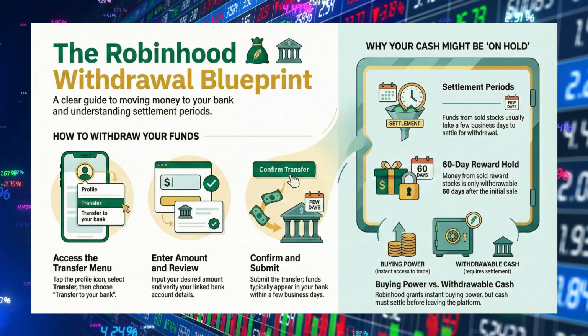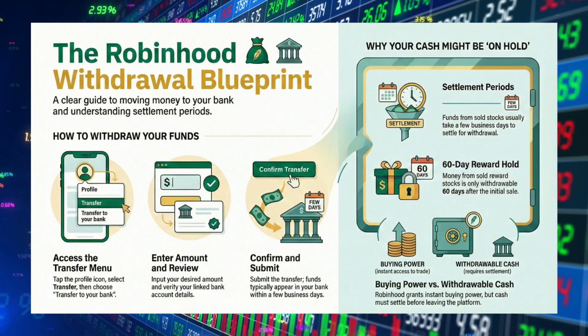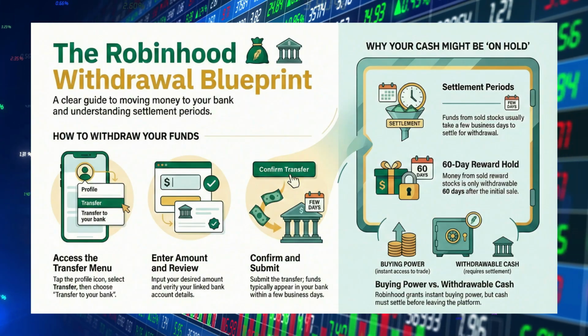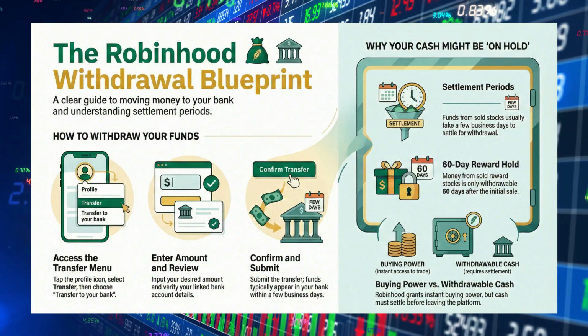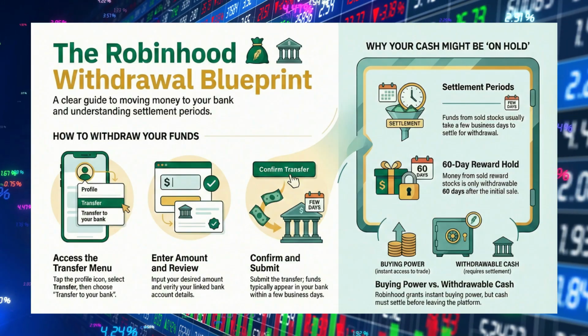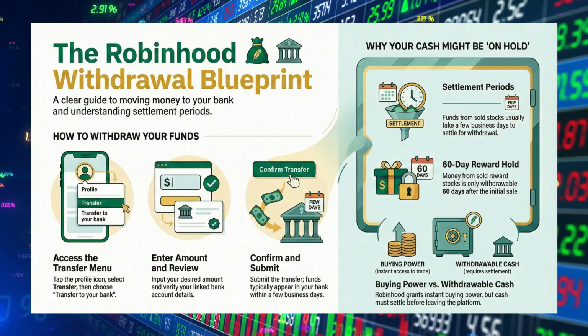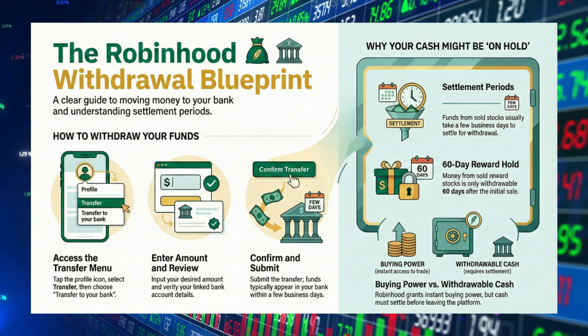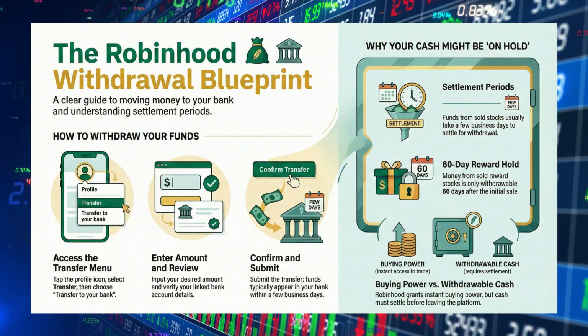Now you'll be asked to enter the amount you want to withdraw. You may notice that your available cash to withdraw is lower than your buying power, and this is completely normal. Robinhood doesn't take your money, it simply holds some funds temporarily. This usually happens if you recently sold a stock, received a free reward stock, or made a quick bank transfer.